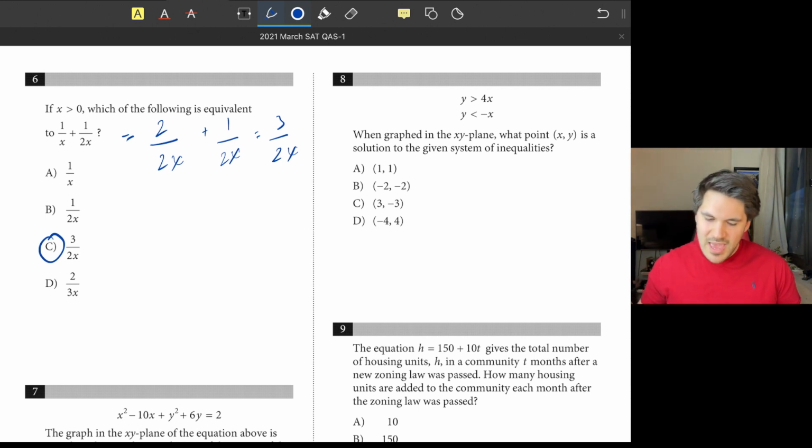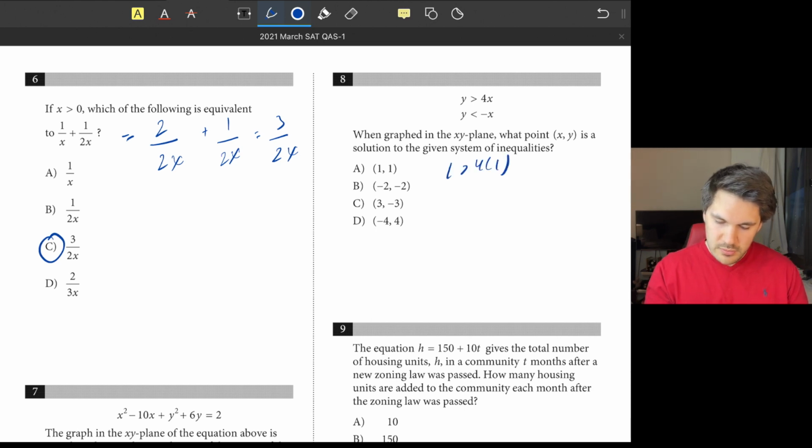If we plug in 1, 1, let's just test it out. Is 1 bigger than 4 times 1? And the answer is no, it's not. So we're going to eliminate it. Let's try B. Is negative 2 bigger than 4 times negative 2? Negative 2 is bigger than negative 8, so B so far works.